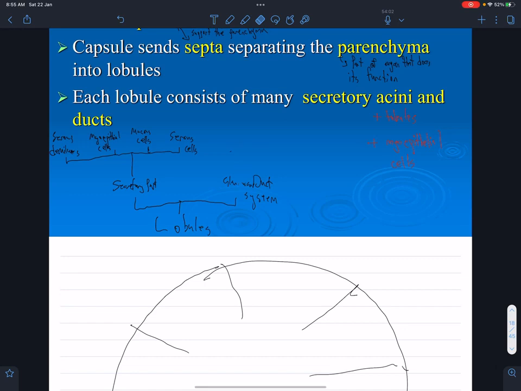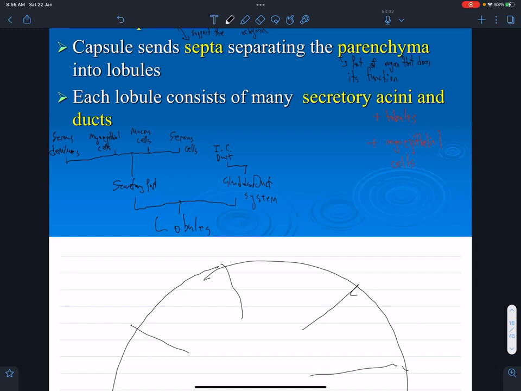So you've got number one, your intercalated duct. Your intercalated duct is the first duct that all the serous and the mucus cells are going to secrete their contents into, these intercalated ducts, all right? Which are lined by simple cuboidal epithelium.